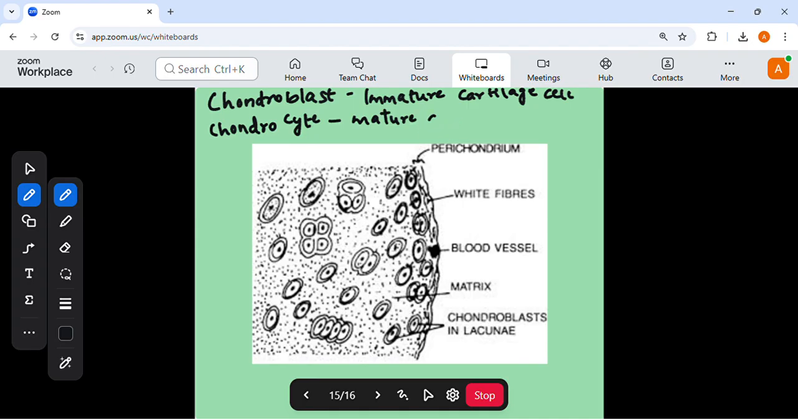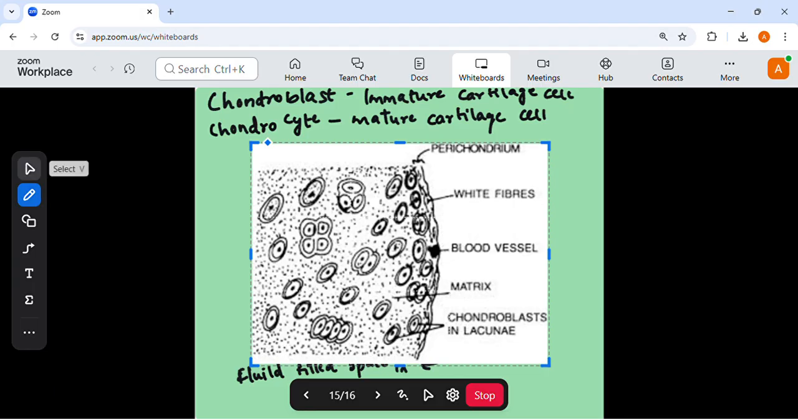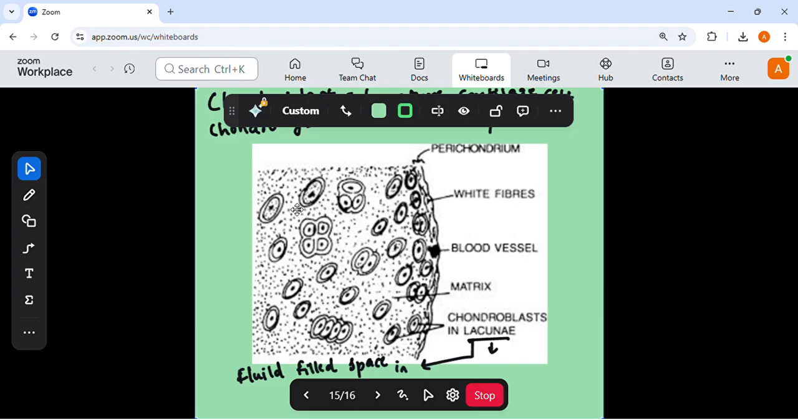Mature cartilage cell. Clear? And lacunae is what? What is lacunae? Fluid filled space in matrix. Okay. Fluid filled space in matrix.